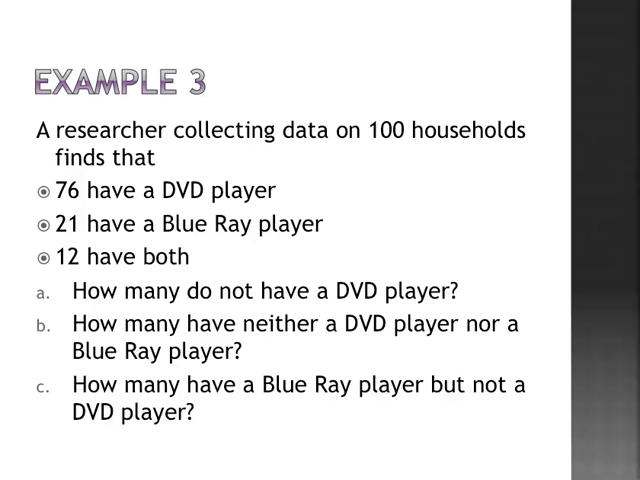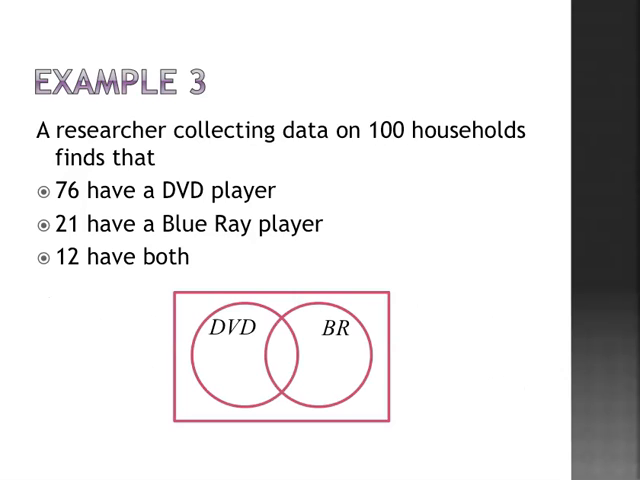Now, this can get a little bit confusing, so the best thing to do is to use a Venn diagram and represent this information. All right, so we have two things, either a DVD player or a Blu-ray player. People could also have both. Altogether, there are 100 households. Okay, so we know that 12 have both. Now, we can start there, but now we have to include other pieces of information.